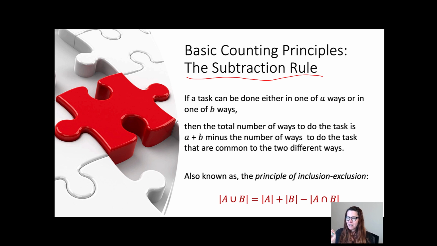If a task can be done in one of A ways or in one of B ways, so that looks a lot like what we just saw, but I'm not putting that caveat that none of the ways overlap. So if you can do it in one of those two ways, and we know the count of the number of ways for each, then the total number of ways to do a task is A plus B. Okay, that's what we had with the sum rule. And here's the big piece that's the add-on. Minus the number of ways to do the task that are common to the two different ways.